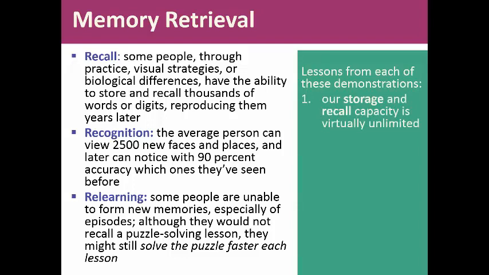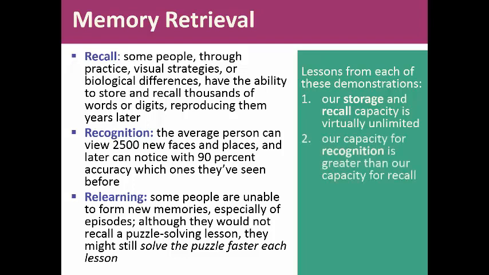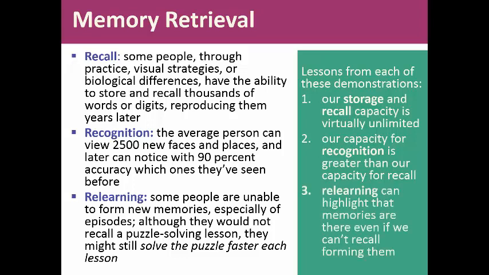So if we're able to encode information and recall it accurately, there's kind of an infinite amount of information that can be stored. But we know that our capacity for recognition is greater than our capacity for recall. So we can recognize things better than we can recall them, because we are kind of cued for recognition. Relearning can highlight that the memories are there even if we can't recall forming them. Because I can sometimes see that tip of the tongue phenomenon. You know that it's in your head, but you can't get it out.